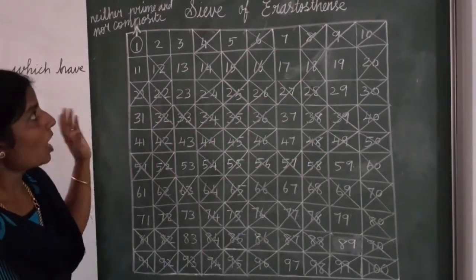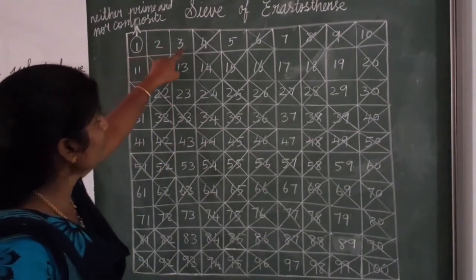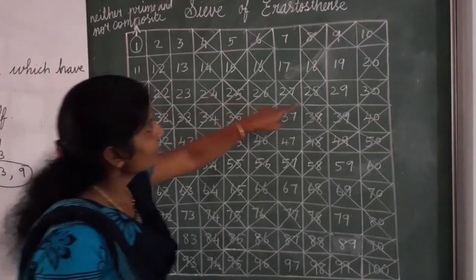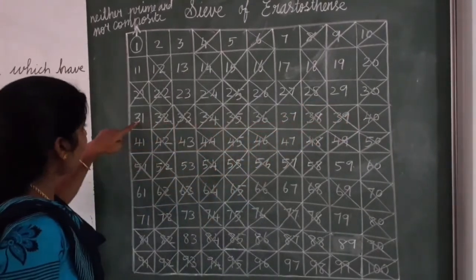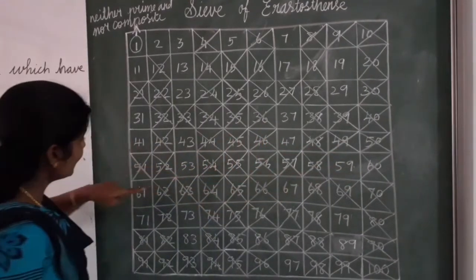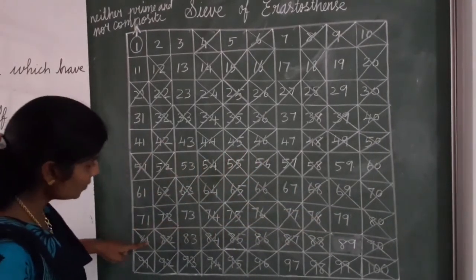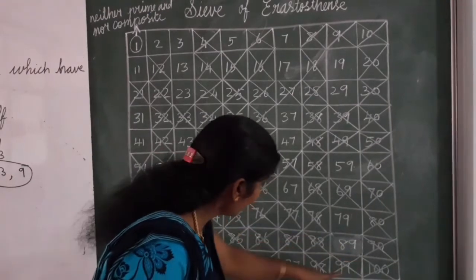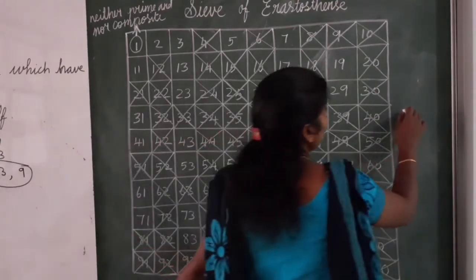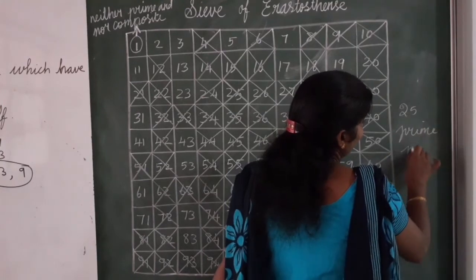Now we can find how many prime numbers there are up to 100. Now we count 1, 2, 3, 4, 5, 6, 7, 8, 9, 10, 11, 12, 13, 14, 15, 16, 17, 18, 19, 20, 21, 22, 23, 24 and 25. Total 25 prime numbers up to 100. How many prime numbers are there? 25 prime numbers.